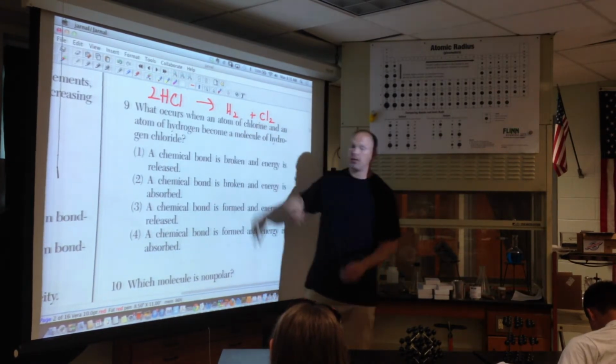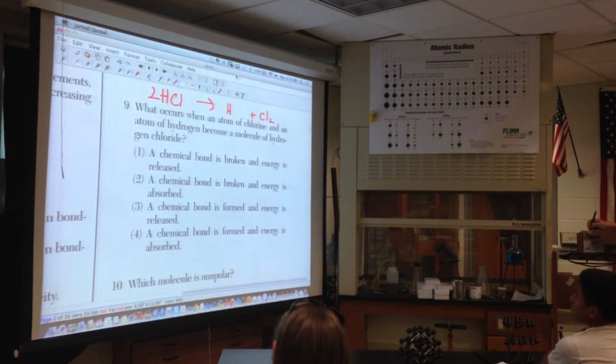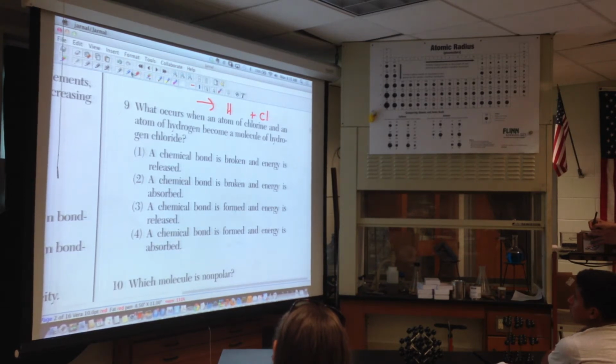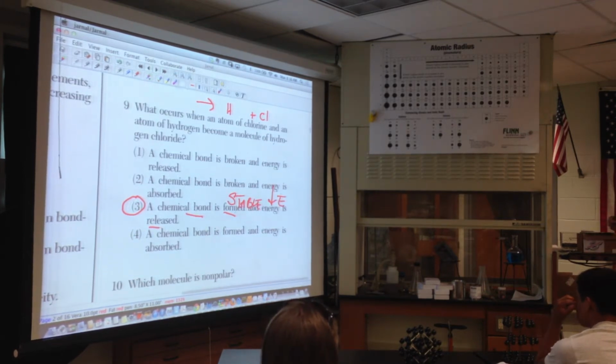Atoms that are not bonded, normally they would write it this way. They would write it like this. Okay, so in any case, clearly, the answer is a chemical bond is formed and energy is released, because when you create a bond, you're creating stable. Stable, my friends, means low energy. How do you get to low energy? You release it. It's exothermic. Okay, number 10.